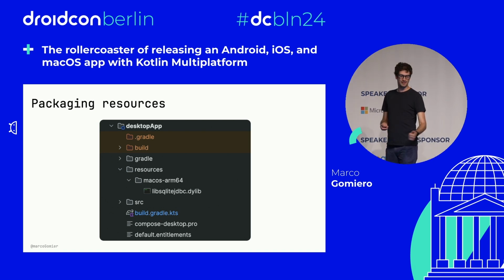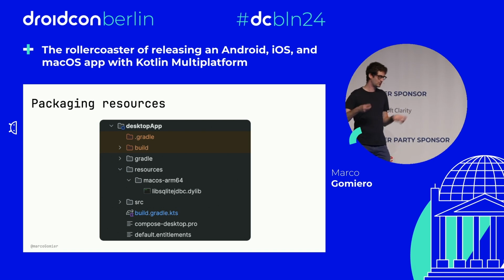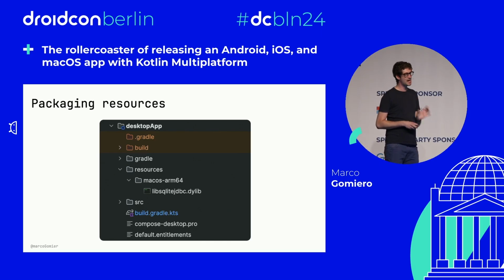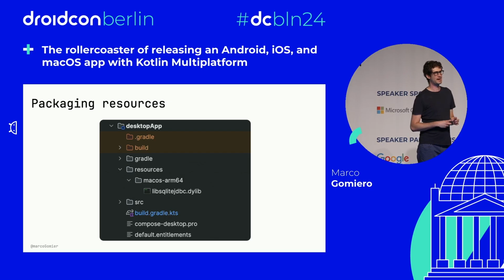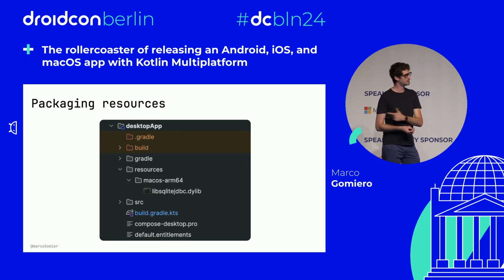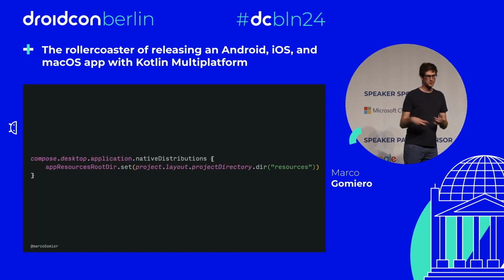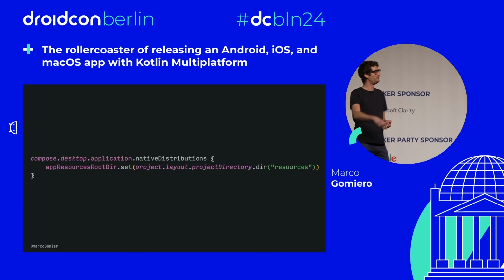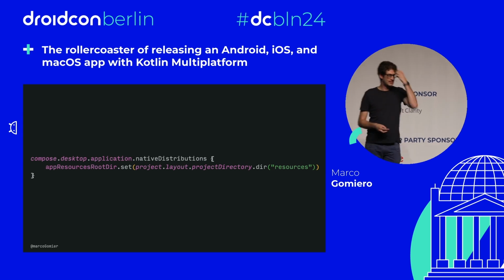We can create a folder called resources, because naming is hard and I didn't have many ideas. But the important part is macos-arm64. So the Gradle Compose Multiplatform plugin will know to pick it up when building for ARM64 on macOS. Of course, you need to tell the Gradle plugin to pick these resources from this folder, so you can do it with the app resources root directory.